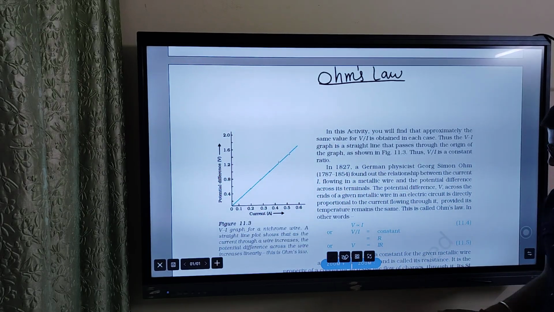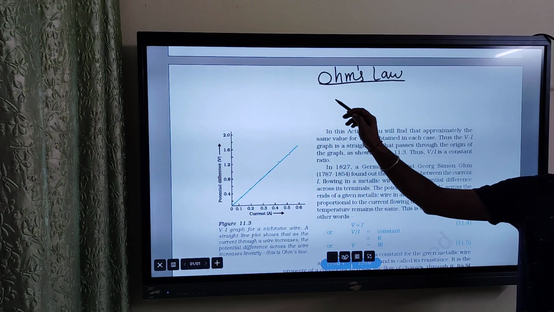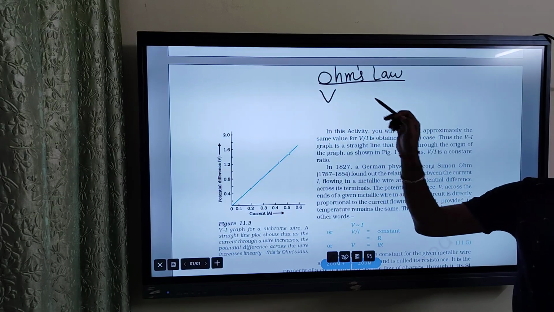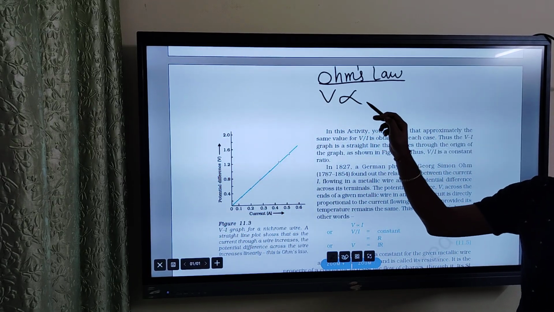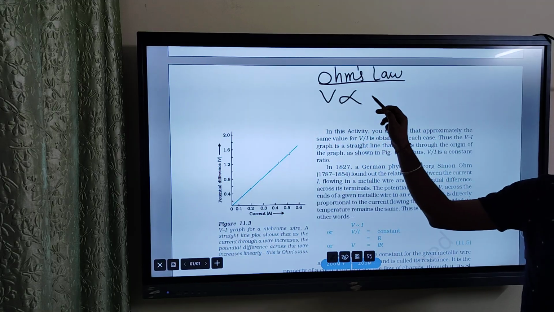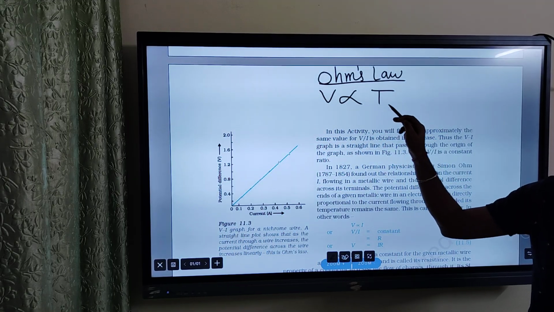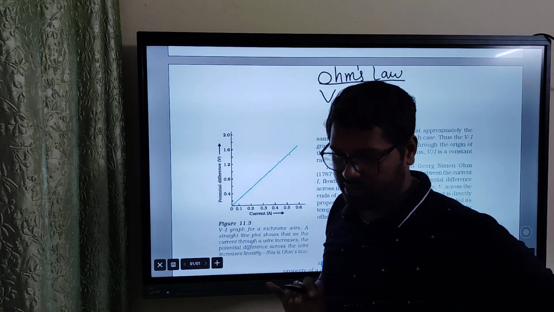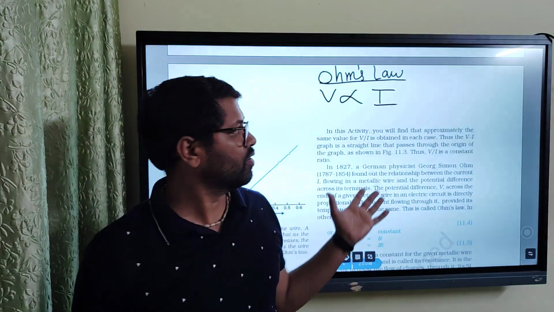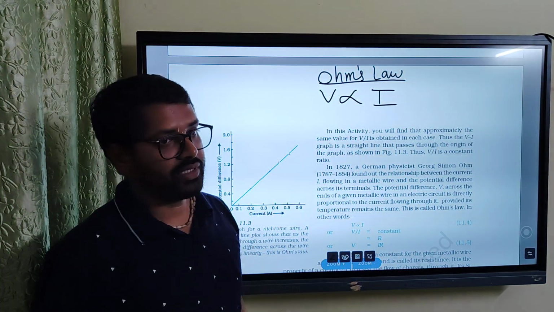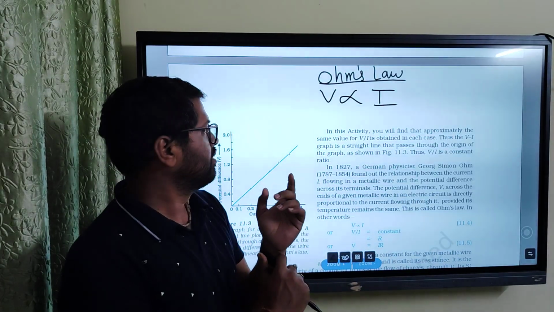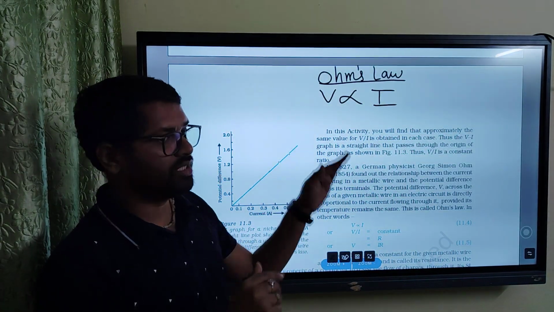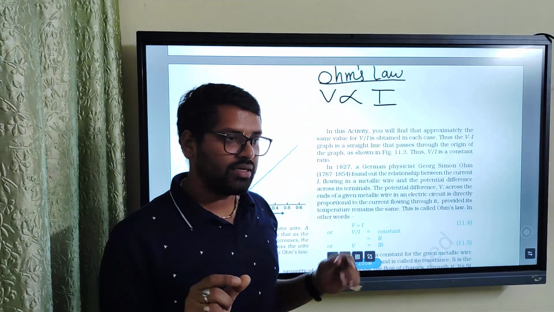Now, when we say potential difference, we represent it as V. And mathematically, proportional means what? This sign. Correct. Potential difference is proportional to current. Now, simple. This was a very unique and very famous rule at that time, because he proved that if you increase the potential difference, then the current will increase.